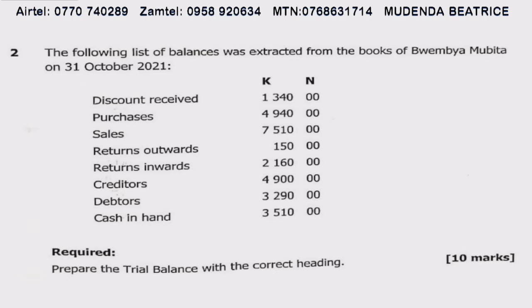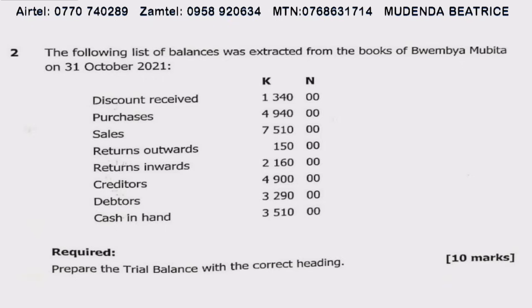Question 2 was as follows. The following list of balances was extracted from the books of Wembia Mubita on 31st October 2021. So the balances are as follows. Discount received 1,340 kwacha. Purchases 4,940 kwacha. Sales 7,510 kwacha. Returns outwards 150 kwacha. Returns inwards 2,160 kwacha. Creditors 4,900 kwacha.